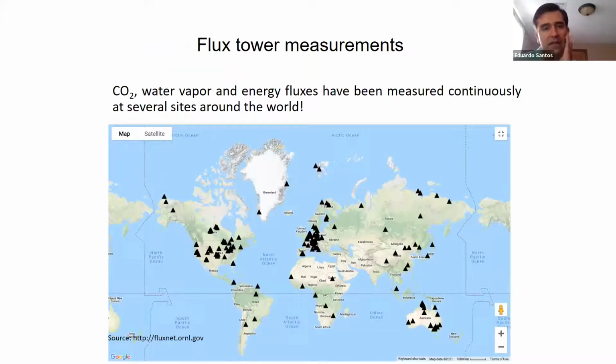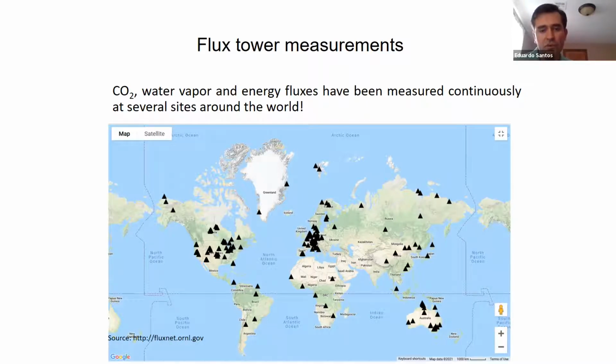Okay, so there is a network of flux towers that do these measurements around the world. So we have CO2, water vapor, and energy fluxes, and they are measured continuously. And you see here, this is called the FluxNet network. Each of these triangles represents a flux tower that is linked to this network. A few of them are actually set up over crops, not very many.